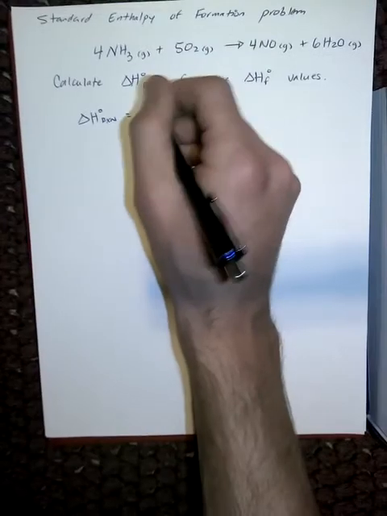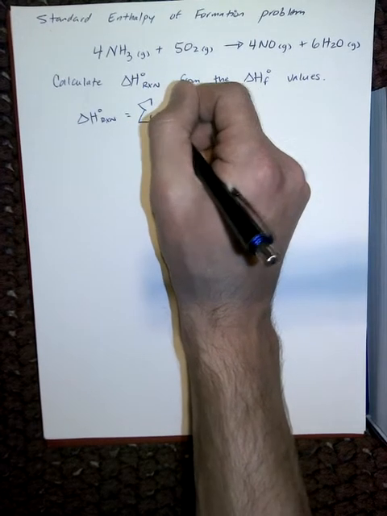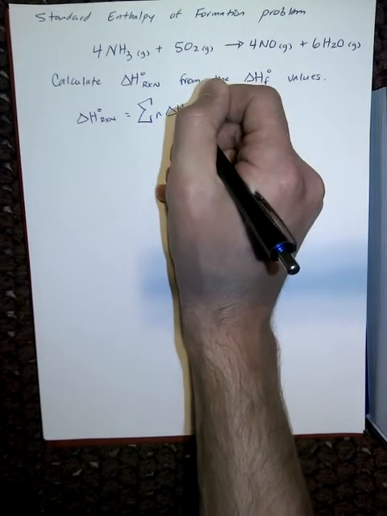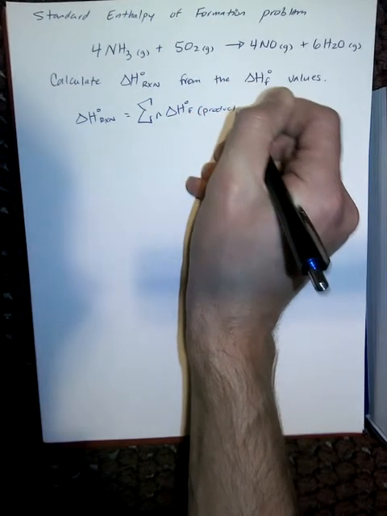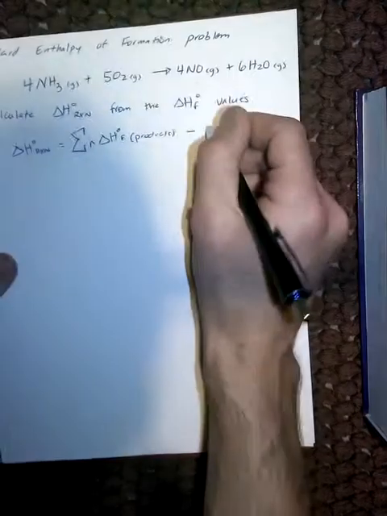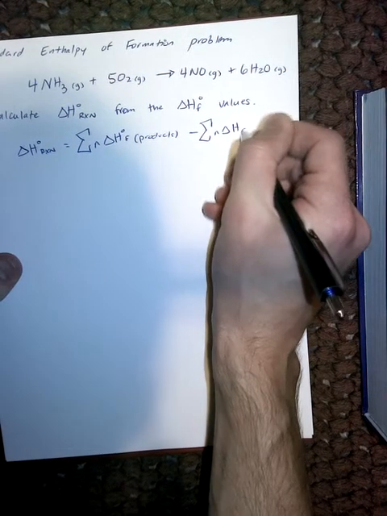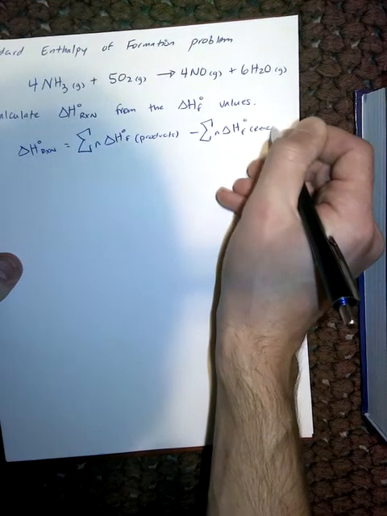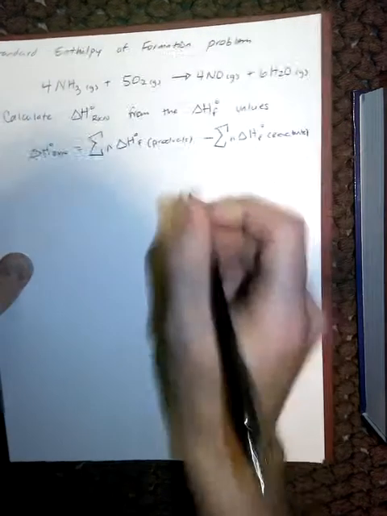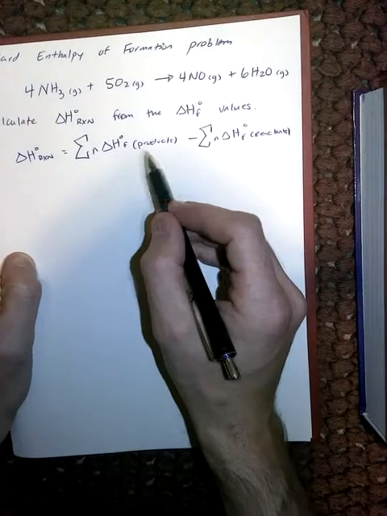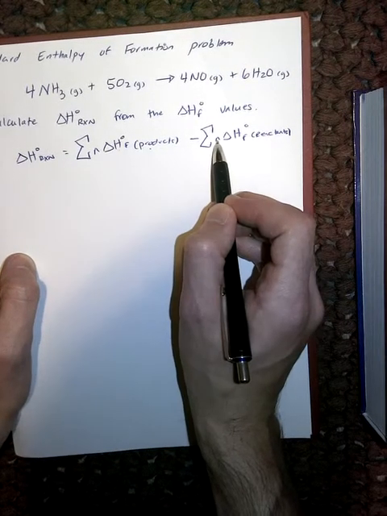So it's sigma n delta H formation for your products minus the same thing, sigma n delta H formation for the reactants. So there's a lot of symbols here, okay? This really simplifies to simply what's the delta H formation of the products minus the delta H formation of the reactants. The n is a symbol we've talked about before.